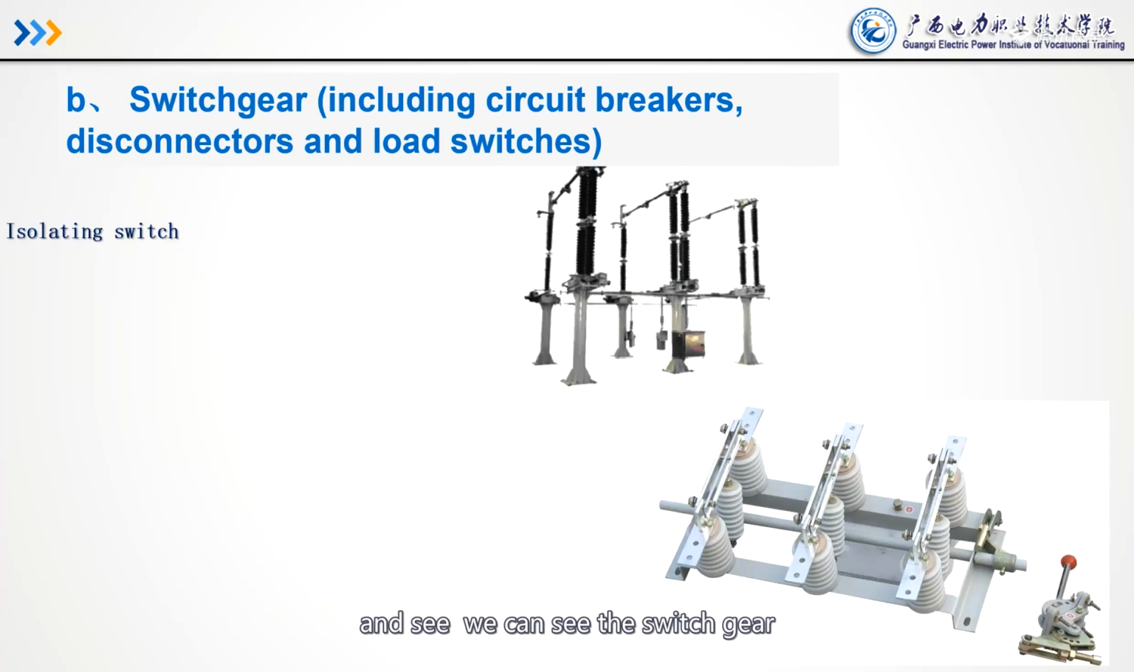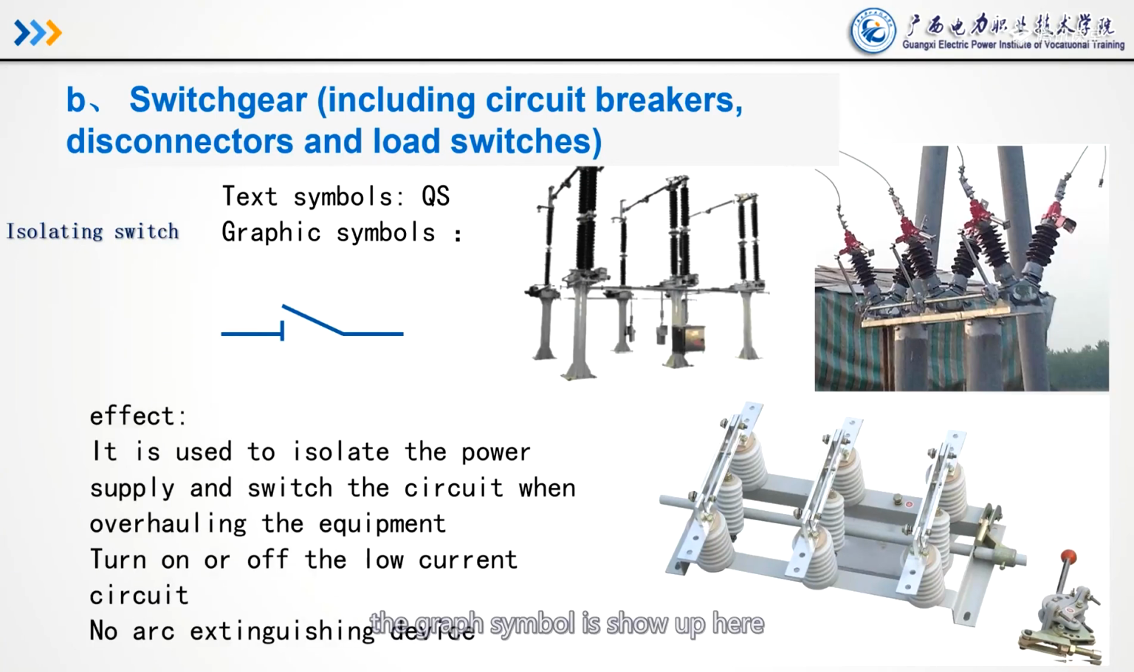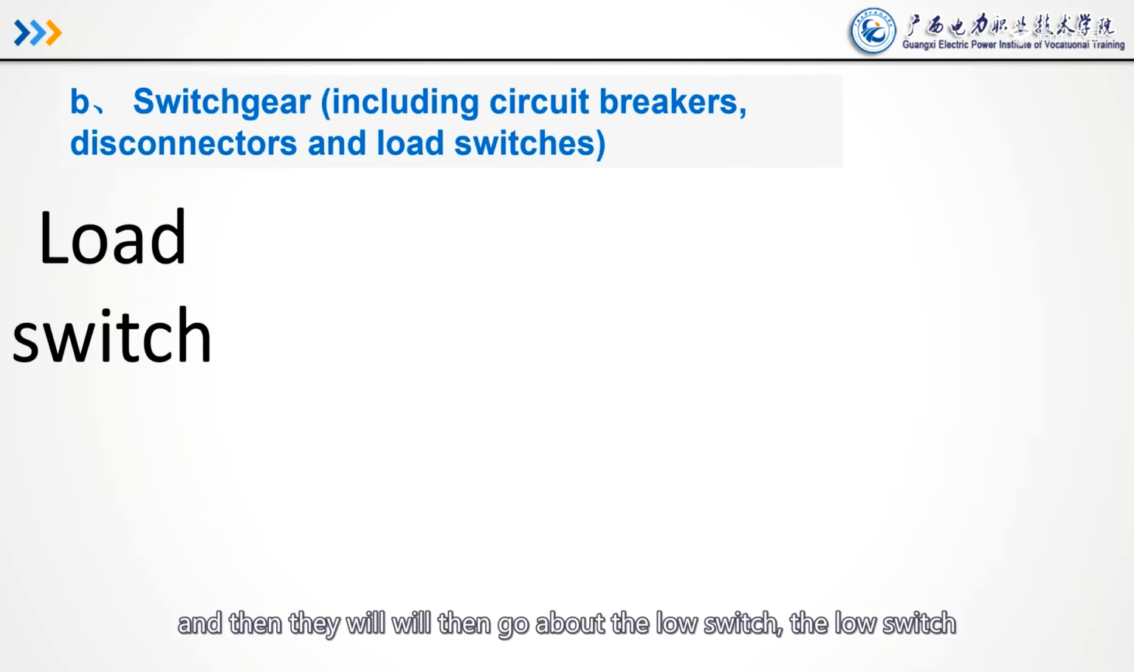And we can see the switchgear, the isolating switch. The tag symbol is QS. The graph symbol is shown up here. The effect is it is used to isolate power supply and switch the circuit when the overhaul is on or off, those no-current circuits. No arc extinguish device. And then we'll learn about the load switch.